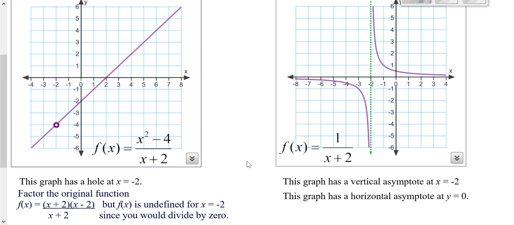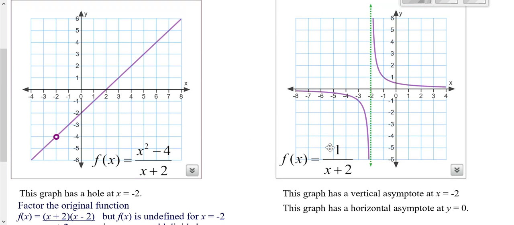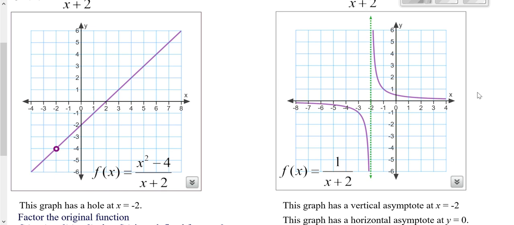So as we look here, this one on the right has a vertical asymptote at x equals -2. Actually has a horizontal asymptote, which would be y equals 0, which is a horizontal line that your graph would get close to as you go far to the right and far to the left.